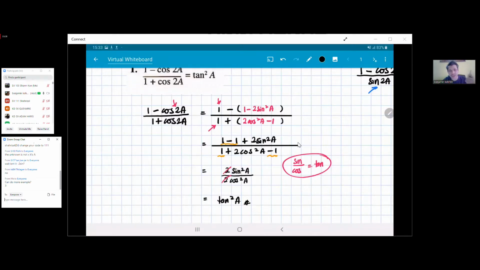This is called double angle formula. Normally double angle formula is easier to use, lebih mudah digunakan compared to your double cos A. What do you mean cos A? Yong Sin, what do you mean by cos A?